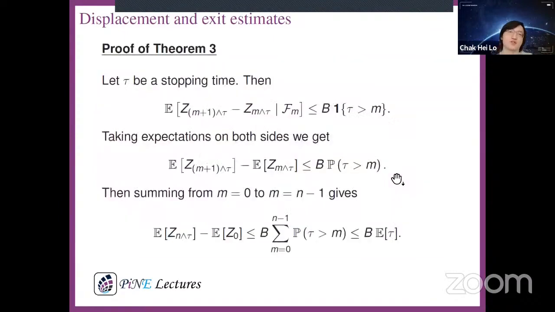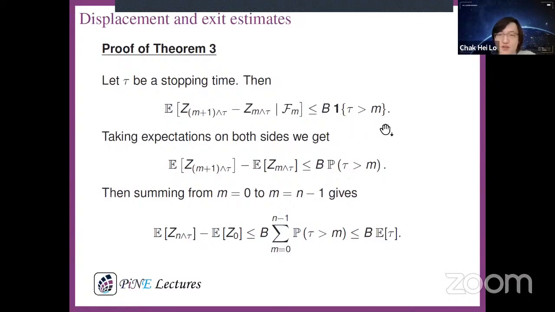Right. So let's try to prove this theorem. In fact, it's quite straightforward. There are only a few steps. So okay, let tau be a stopping time. Any stopping time. Then first of all, we observe that we can have this relation here. The expectation of this minus this one is less than this thing. If you don't know the notation, this is the minimum of n plus 1 and tau. So we have an indicator function here.